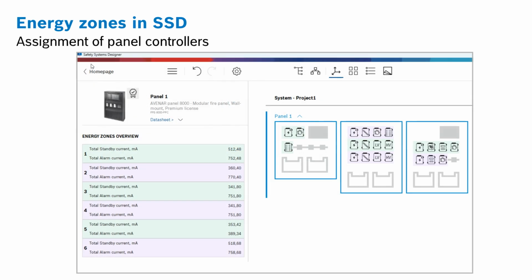The assignment of panel controllers to energy zones is also automated. The main panel controller is always assigned to the first energy zone. If you have a redundant panel controller in your system, it will be automatically placed in the last energy zone.